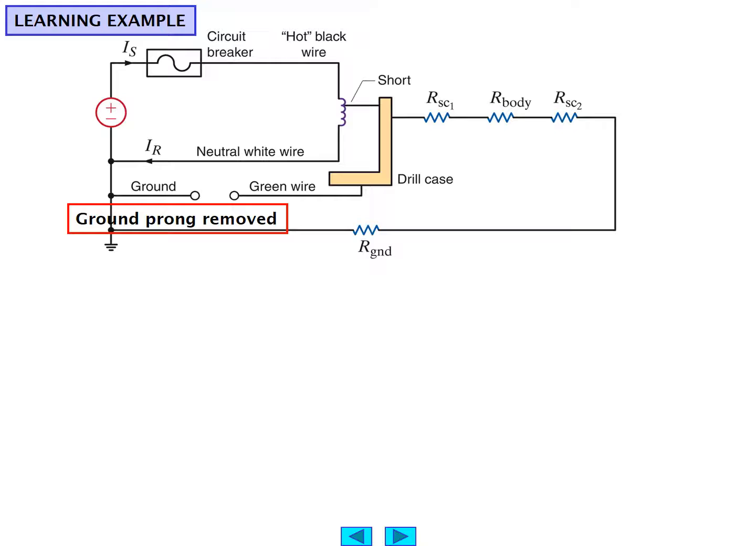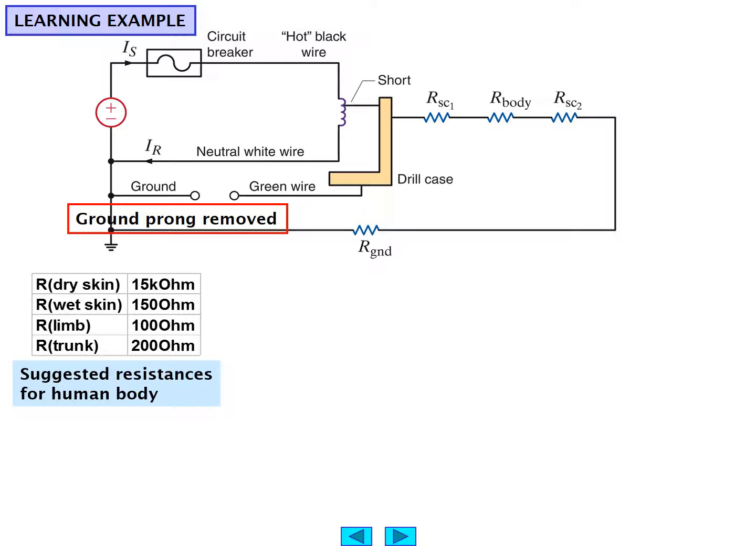If for some reason the ground prong on a device like a drill is either broken or removed, then we end up with a situation like this, where a short between the windings of the drill and the drill case can produce a current path through the body, our body, back through the unintentional ground, and that causes electrocution.